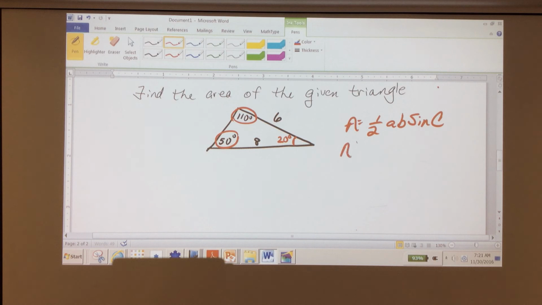So now we can use a formula that area is 1/2 AB, or 1/2 of 8 times 6 times the sine of 20. And it's as simple as punching that in. These are pretty easy problems. So 1/2 times 8 times 6 times the sine of 20 degrees equals 8.21 square meters, centimeters, whatever the units happen to be. And that's the end of the sample problems.